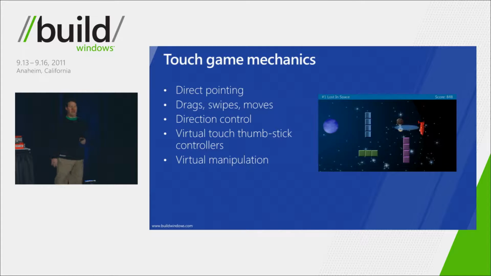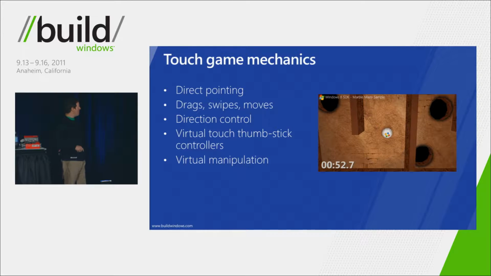Something that's a little bit more natural and actually gives your player a little bit more immersiveness is using more complex gestures like drags, swipes, moves. So here, I actually use a swipe movement from the character towards the spaceship, and that causes it to move in that direction. And this is one of the games that's pre-installed on your tablet. I encourage you to go take a look at it. It's Lost in Space, I believe. And it uses this mechanic for control.